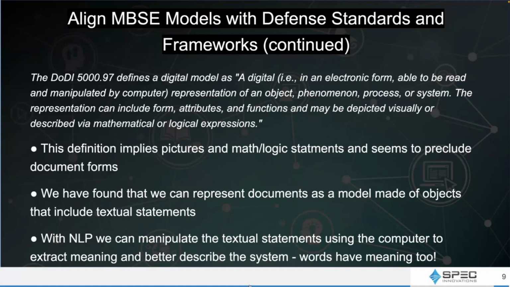And when you said read and manipulated by computer, well, is a PDF a digital model? Can that be a form that's considered digital? It certainly has a lot of information in it. You could track things that way, but it kind of implies that pictures and the math logic statements are supposed to be trying to get you away from document forms.